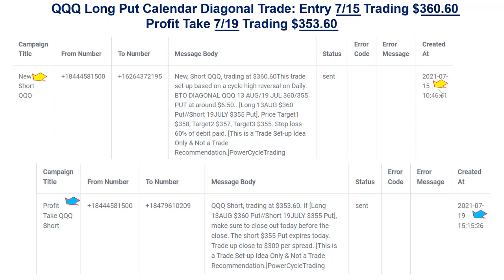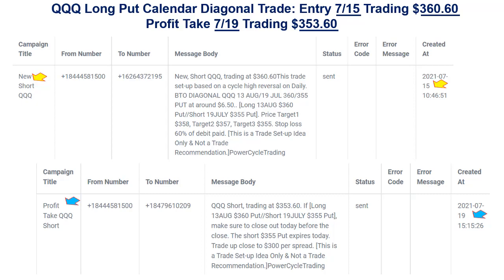So then once that trade was set up, here was the profit take. I sent this out by text on the 19th, and that was yesterday, Monday. QQQ short trading at 353.60. If long this calendar diagonal, make sure to close out today before the close. The short 355 put expires today. Trade up close to 300. Now it was actually up much more than that.